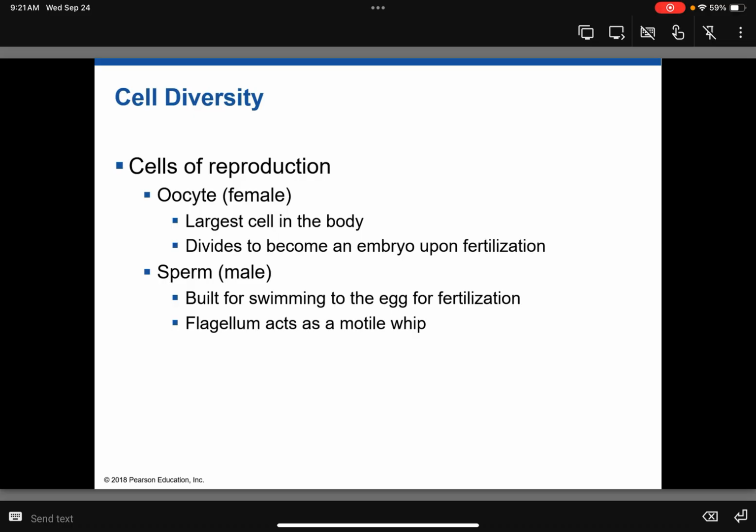Males make sperm cells, which are the smallest cells of the human body. Built for swimming to the egg for fertilization. Have that flagellum on it. Acts as a motile whip. So it's kind of like a tadpole. They can swim through water with that long tail. Sperm cells are able to swim through the female reproductive system to fertilize the egg in the fallopian tube. And then an embryo is formed and is the start of life.